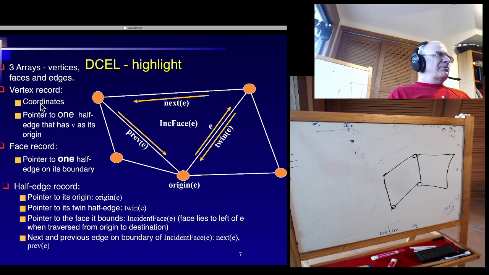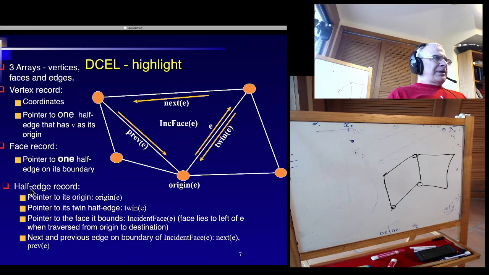A vertex records its coordinates and a pointer to one of the half edges that are emerging from this vertex. This vertex stores only one pointer. A face needs to record only one half edge on its boundary. I don't care which one. There are no rules about which one of the half edges, just give me one of them.